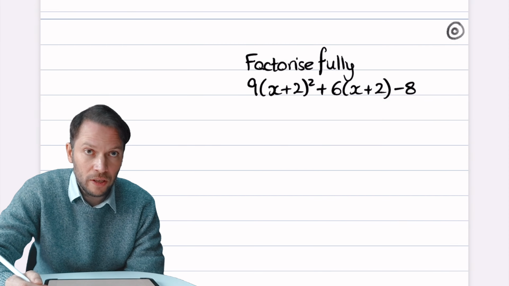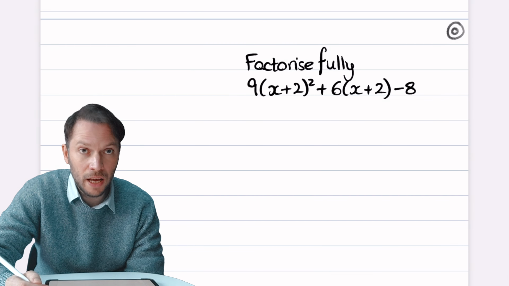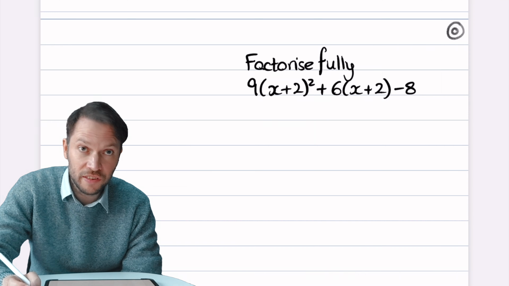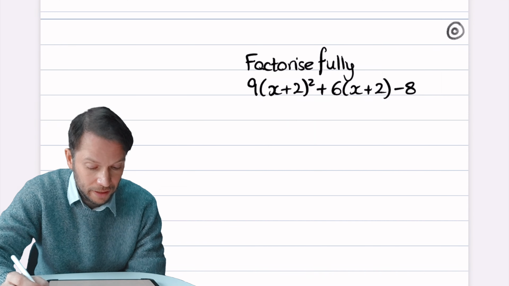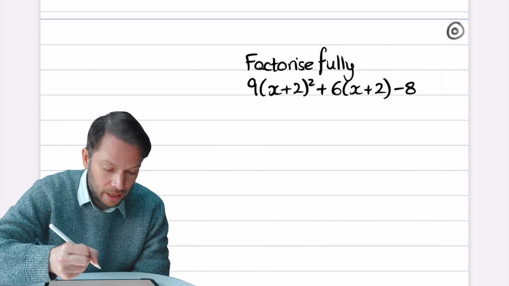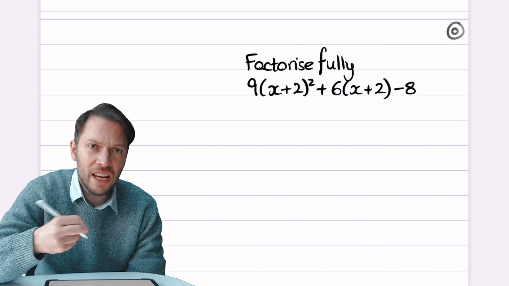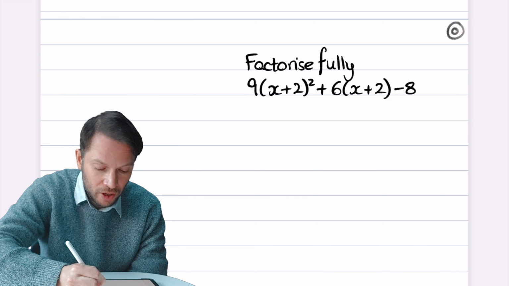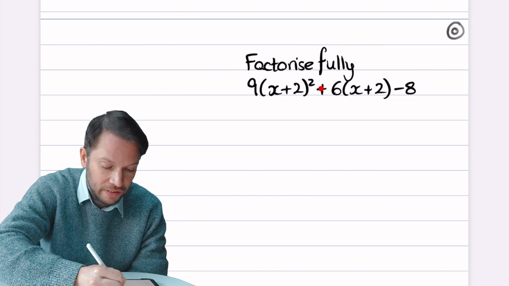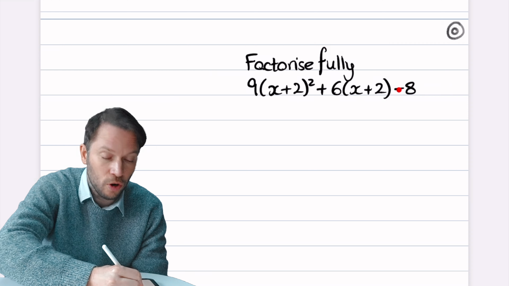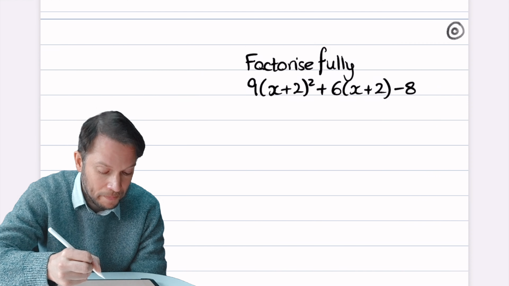Hi, in this video we're going to factorise a quadratic expression where we can make a substitution to make our lives a bit easier. Now if we look at this expression here, can you see that this x plus 2 is common here and here, right? And it looks a bit quadratic-y because we have 9 times something squared plus 6 times that same thing and a constant term at the end, like a number, right?